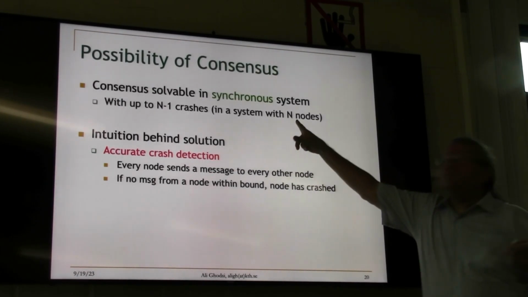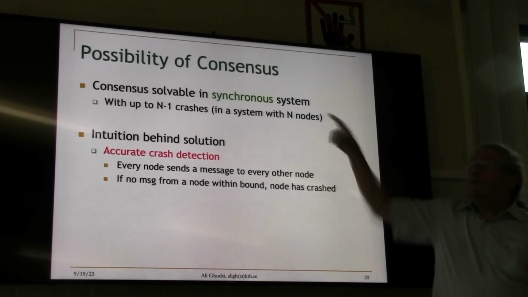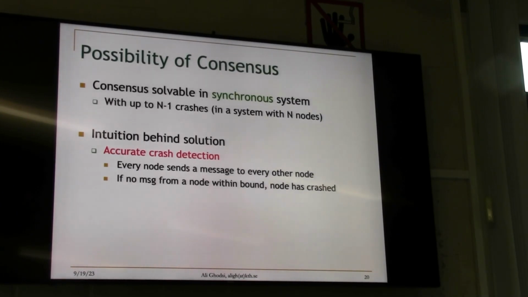So consensus is very, very easy in a synchronous system, that's one side, and it's very, very hard in an asynchronous system. It's impossible, okay? So we go from very easy to impossible.